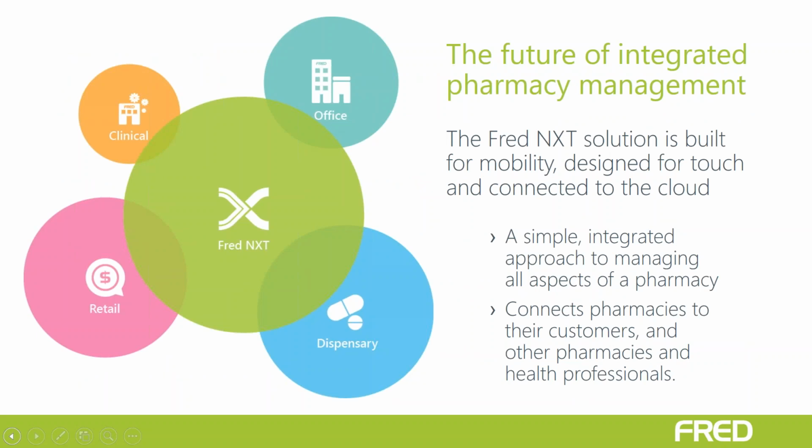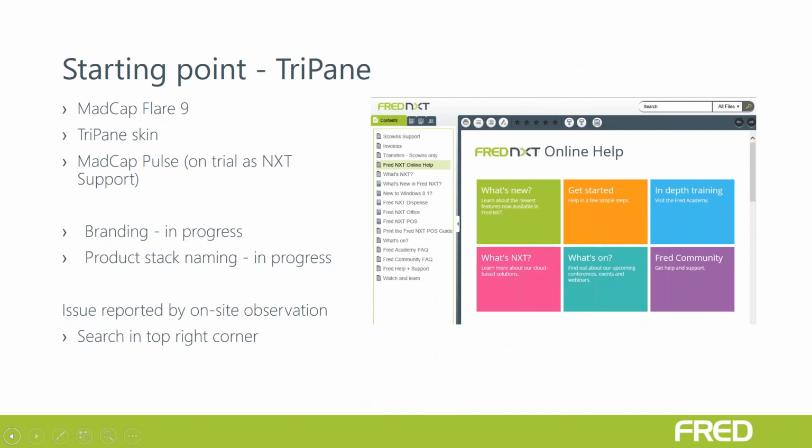So we started, that's the starting point, that's a Tripane. I'm a little bit vague about the timing, so I will go with Flare releases, and I do believe this was Flare 9. So our first design obviously used a Tripane skin. At the time, the Fred NXT product stack was still in development. Our content strategy was also in development, so we didn't have clear plans, clear branding guidelines, but we needed to go ahead with providing online help in time for the day all things would come together.